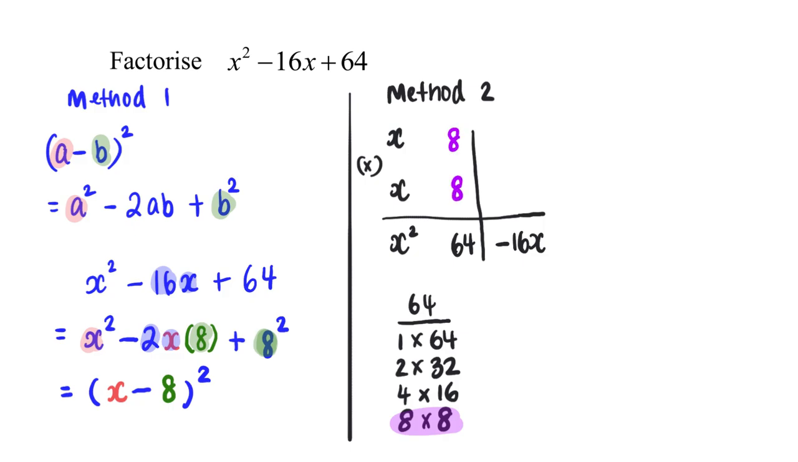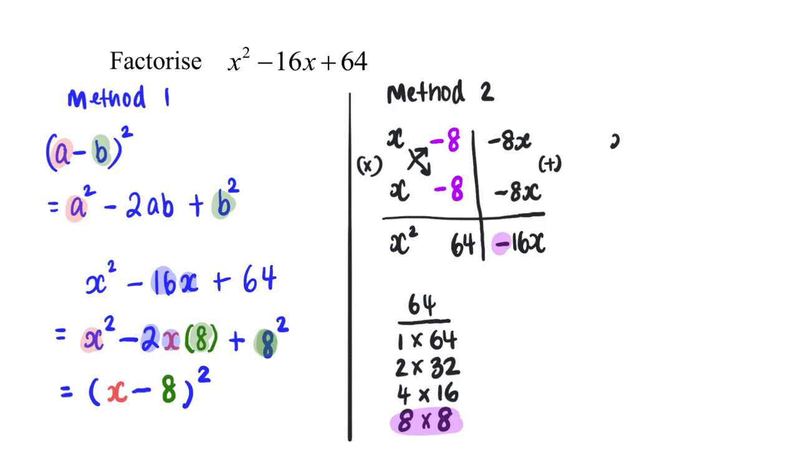And because of the negative sign, I will have both as negative, because negative times negative will still give me back my positive 64. So this will be negative 8x, negative 8x, and when I add them up, they do give me back my negative 16x.